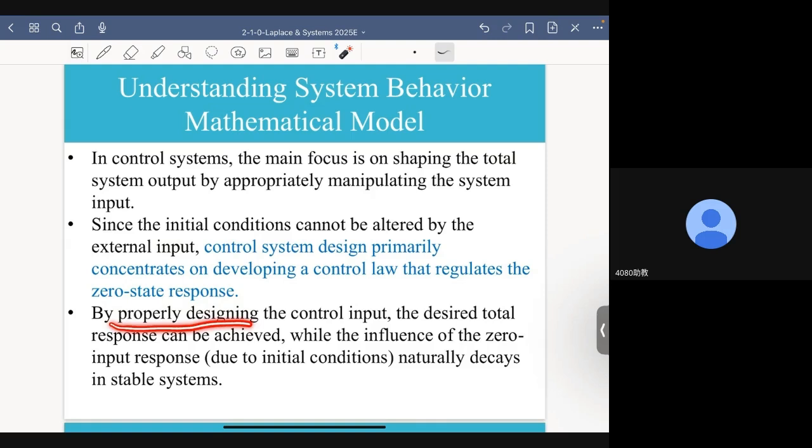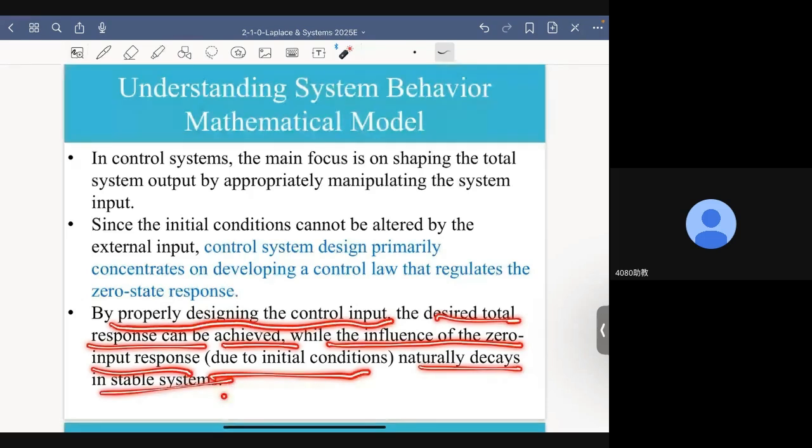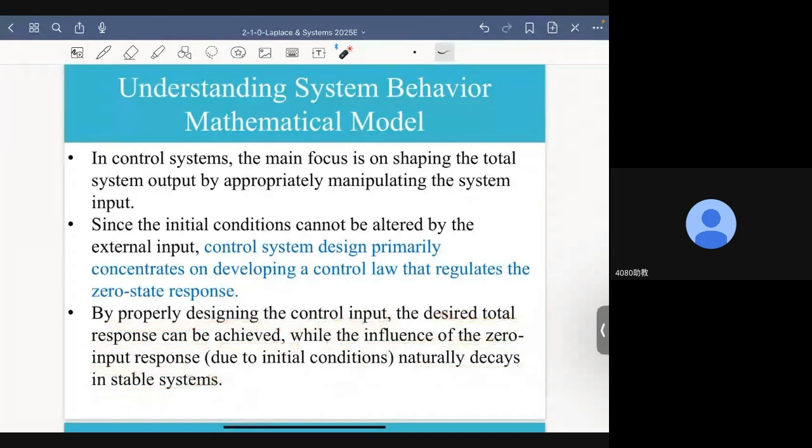By properly designing the control input, the desired total response can be achieved while the influence of the zero input response due to initial condition naturally decays in a stable system. I have to assume the system is stable. We will talk about the definition of stability later, okay? But if I assume the system is stable, then the impact of the zero input response will naturally decay over time. It will naturally go away, all right?